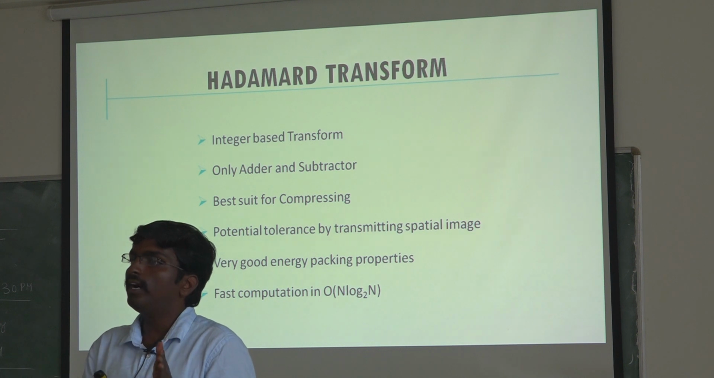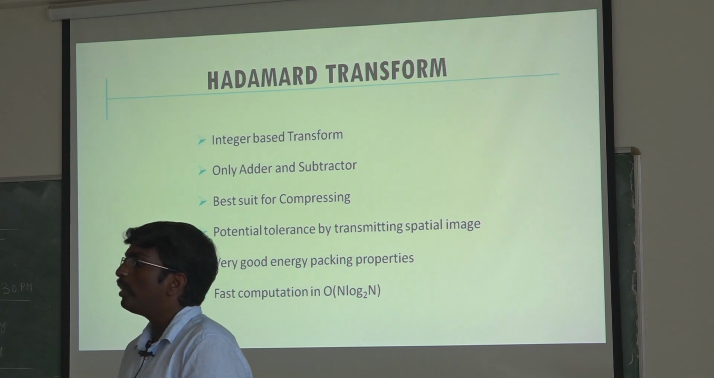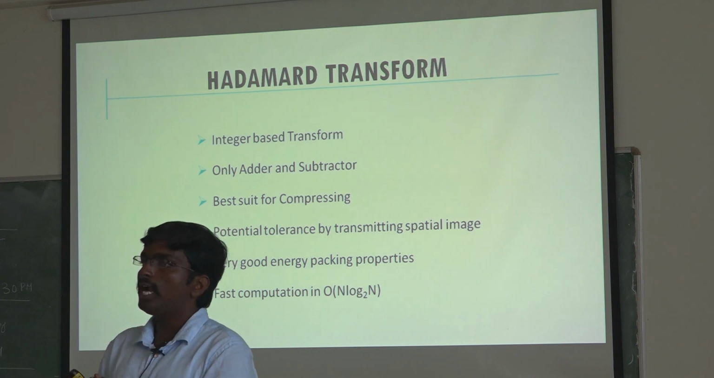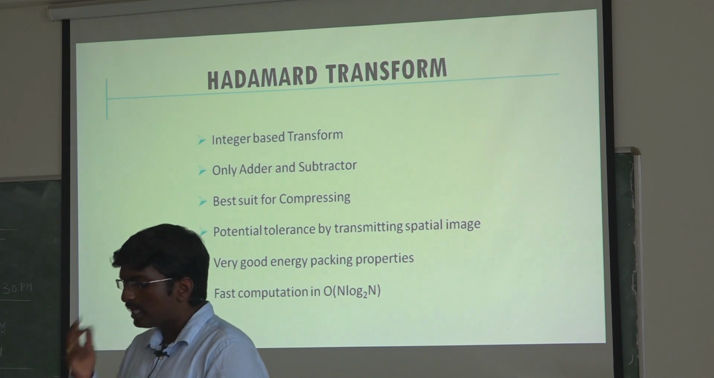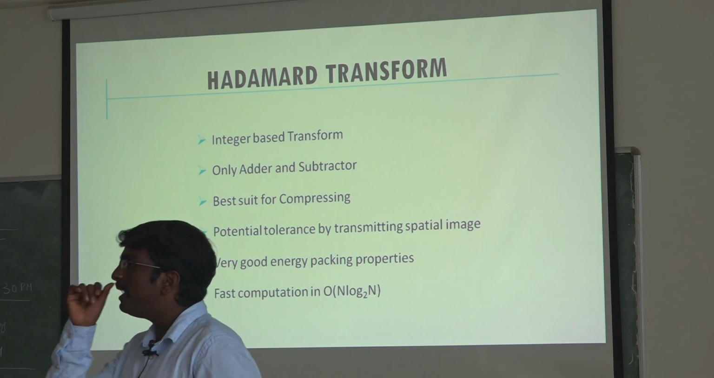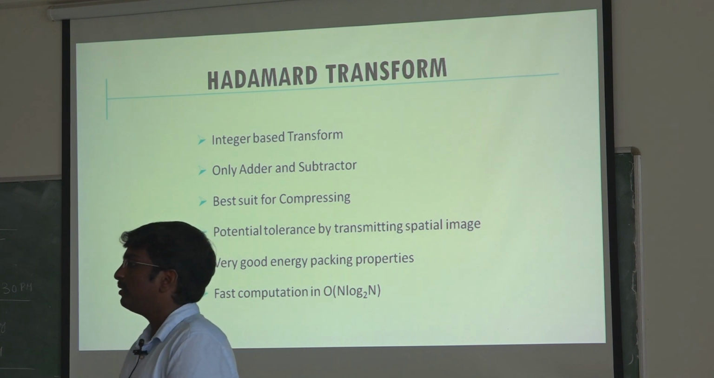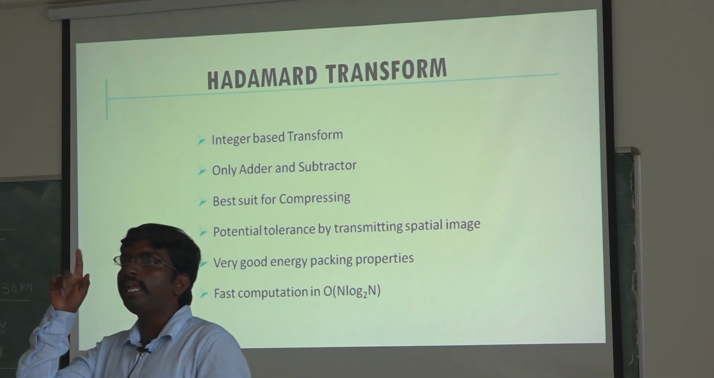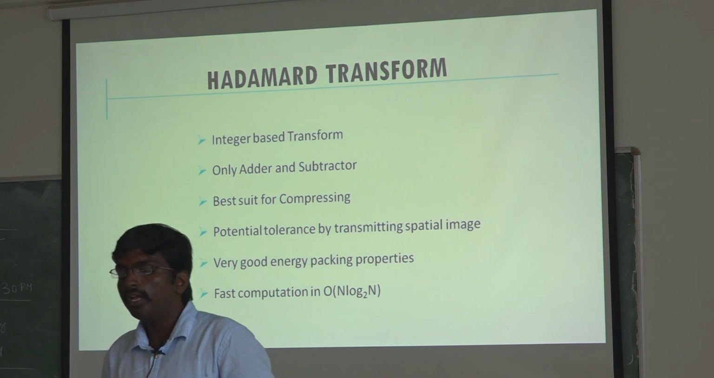If we check the transform functions, we can divide them into two different categories. One is integer based transforms, another one is non-integer based transforms. In the integer based transforms, we know the basic transformation functions, everything has something like e power something. So what is this e power j? It defines the circle.